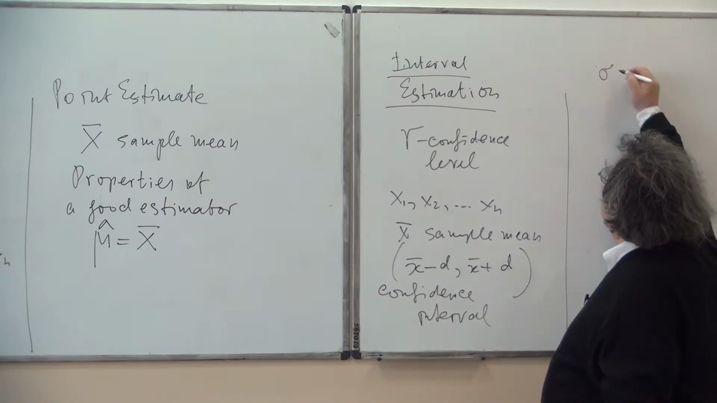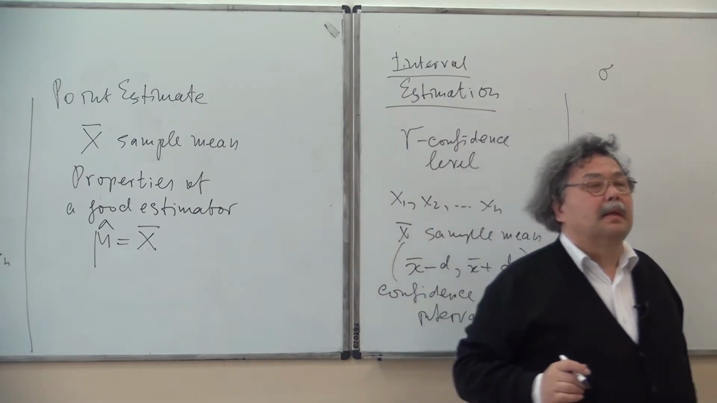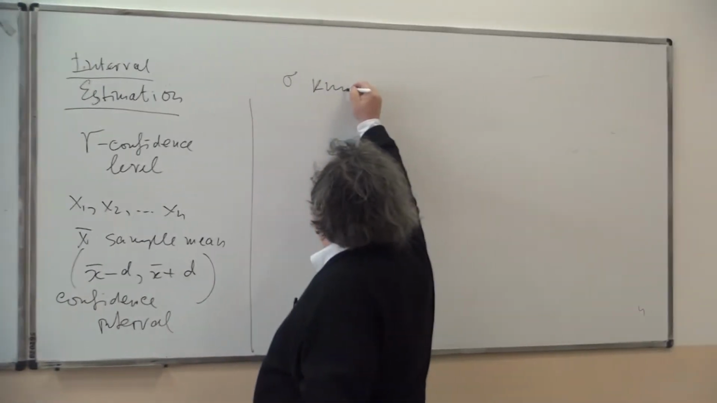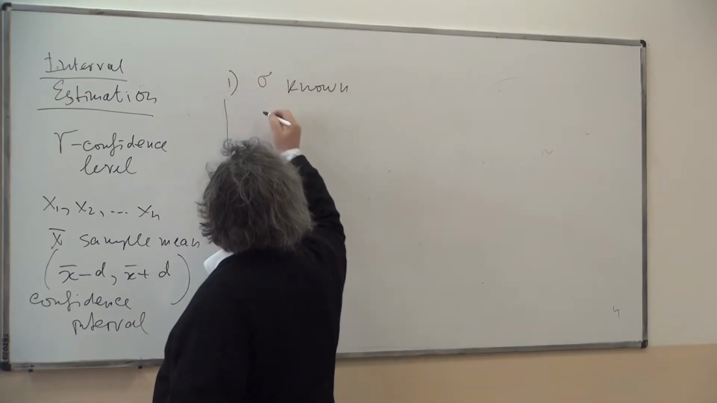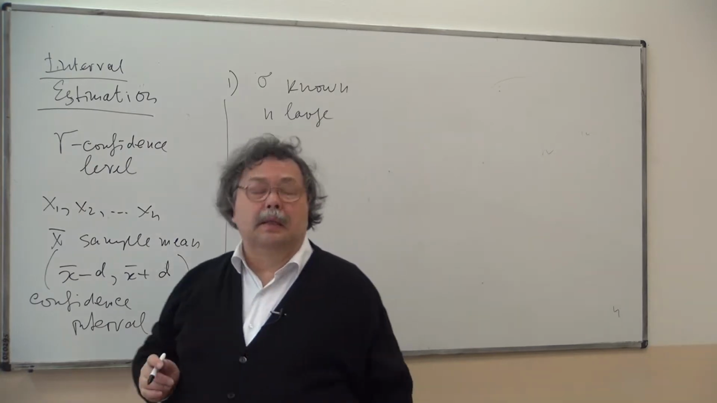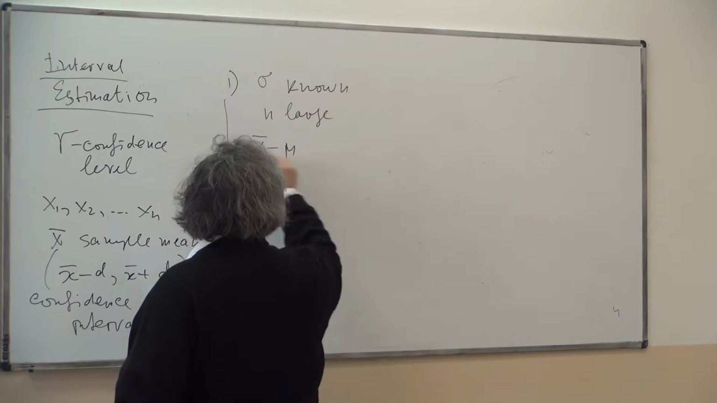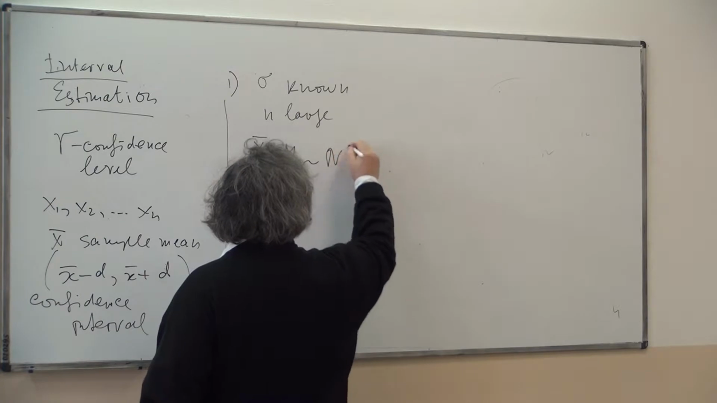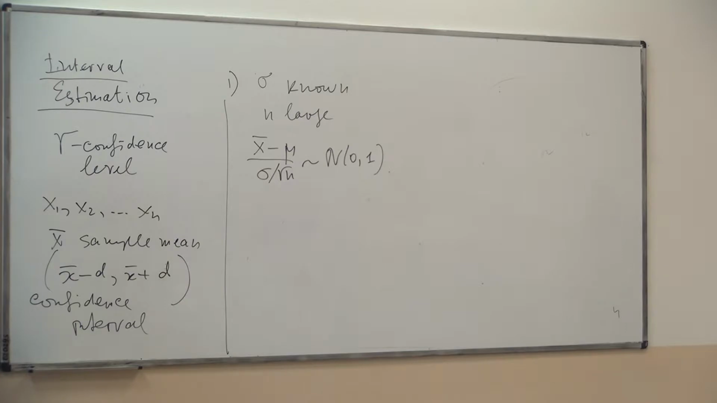Okay. Now, to produce a confidence interval, we need sigma, which is the standard deviation of x. And here we have these cases. Case 1, sigma known and n large. Okay, and then x bar minus mu over sigma divided by the square root of n is taken to be the standard normal.